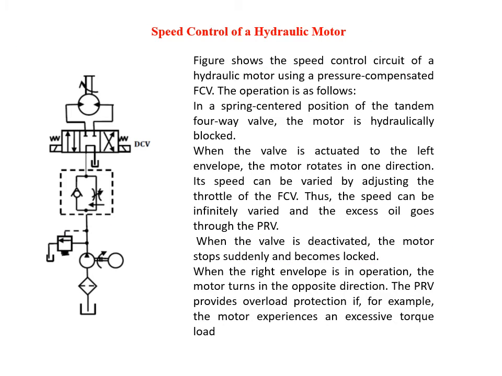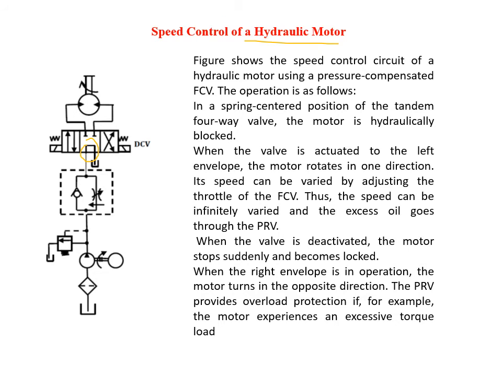So let us consider this speed control circuit using a hydraulic motor. The figure shows the speed control circuit of a hydraulic motor using a pressure compensated flow control valve, and the operation is as follows. In the spring centered position of the tandem four-way valve, the motor is hydraulically blocked. This is because of the tandem position, the motor is blocked.